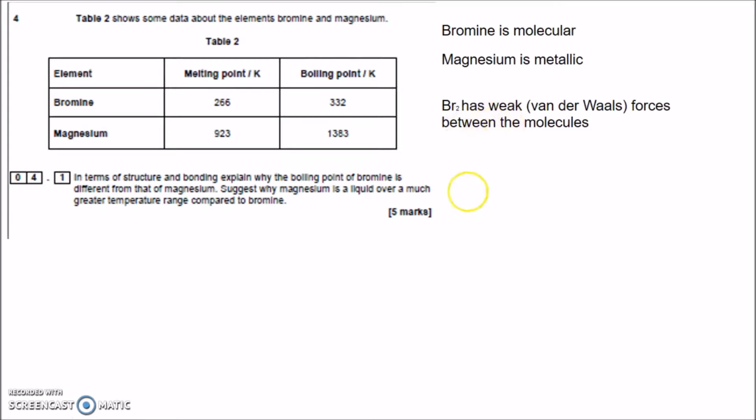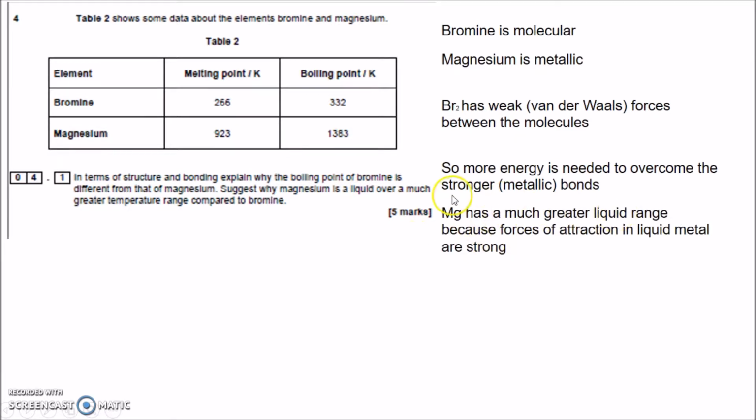So Br2 has weak van der Waals forces between the molecules, so more energy is needed to overcome the stronger metallic bonds. You could say that less energy is needed to overcome the van der Waals forces than the metallic bonds. And finally, for the fifth mark, the magnesium is to talk about this range.